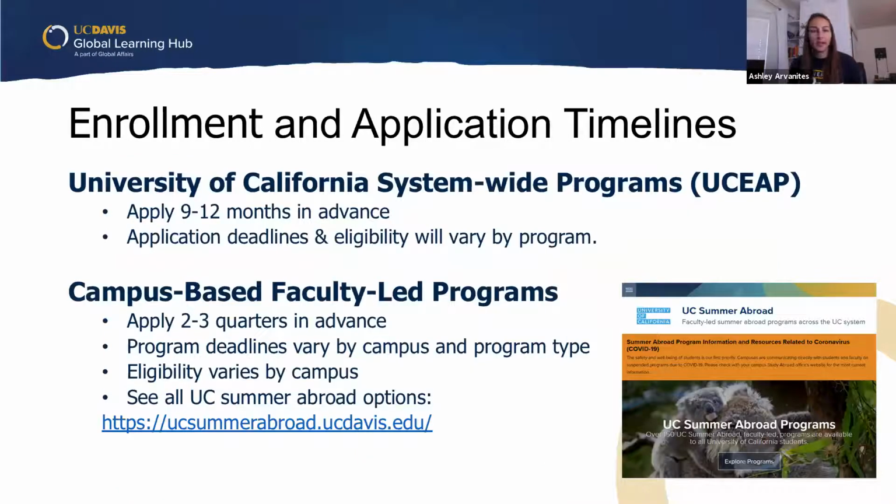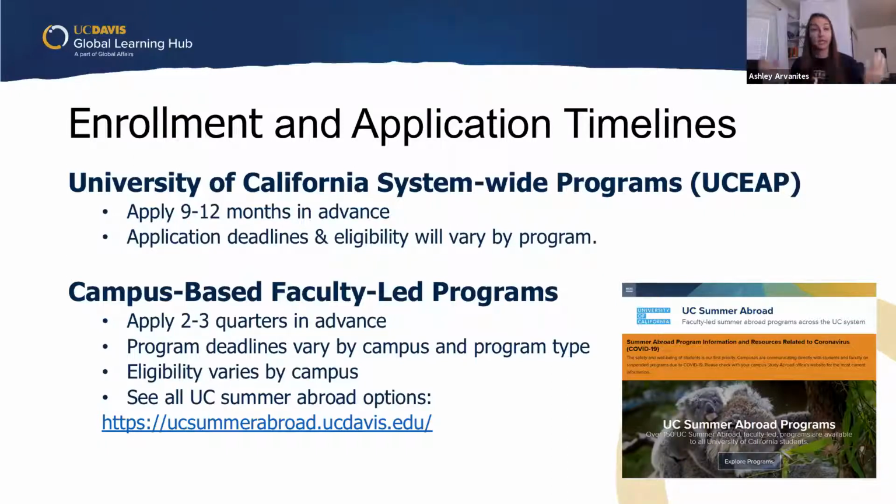I'll take a little bit of a step back here and talk about the different program types that a lot of UC students go abroad with, and then touch on some of those enrollment and application timelines. So the first family of programs that I mentioned, one example from previously, was our UC EAP. So that's the University of California system-wide education abroad program.